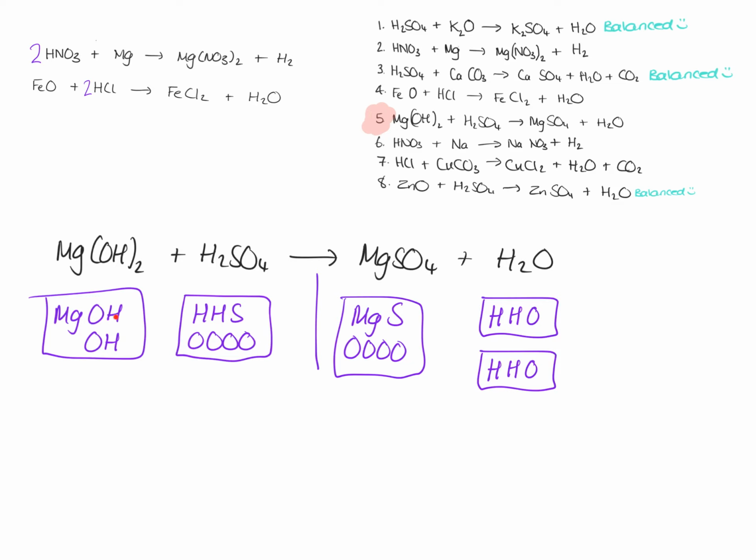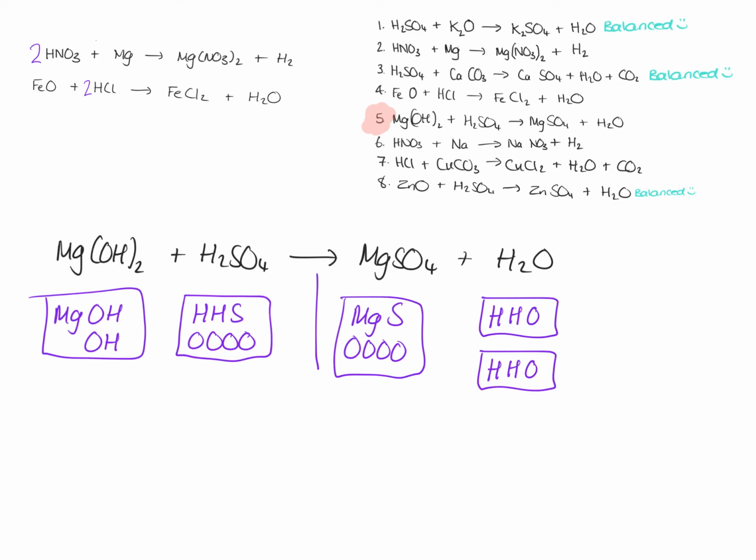Hydrogen on the left, I've got 1, 2, 3, 4. And on the right, I've got 1, 2, 3, 4. So that's looking good. Sulfur, I've got 1 on the left and I've got 1 on the right. And I think that's looking pretty good. So you can check through each element again just to make sure. And then you need to edit your equation.